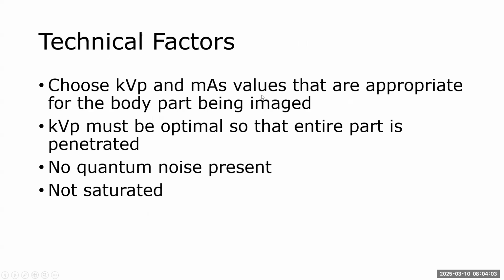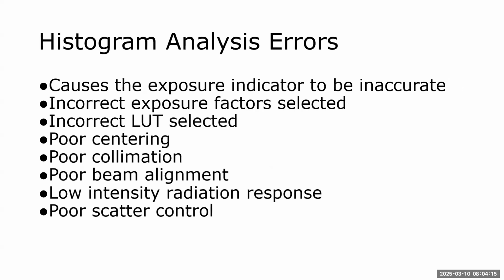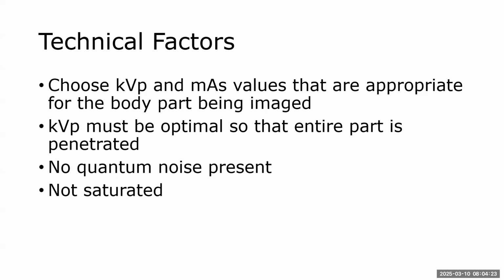all of these things can cause you to get a histogram analysis error, which can then make the brightness not display correctly, and which can, what we call, corrupt your exposure indicator. So if you have any of these things happen, then generally your exposure indicator is not going to be accurate and your brightness is not going to display correctly.